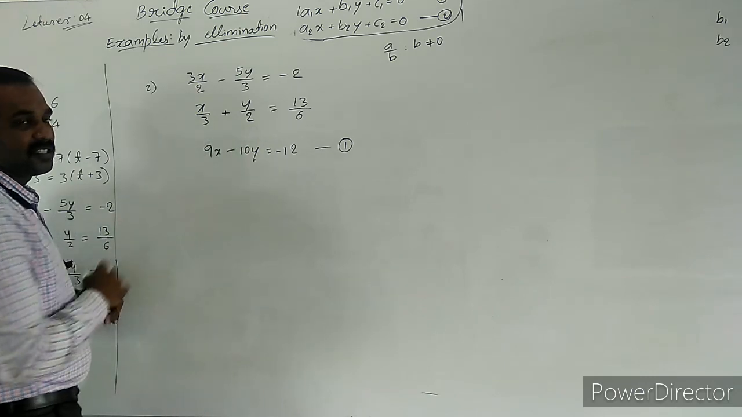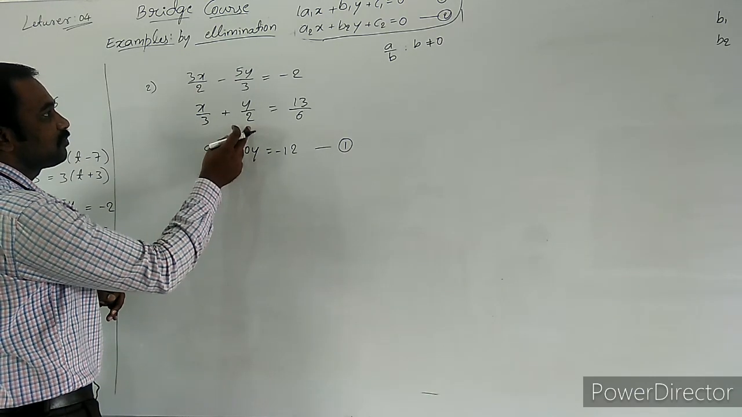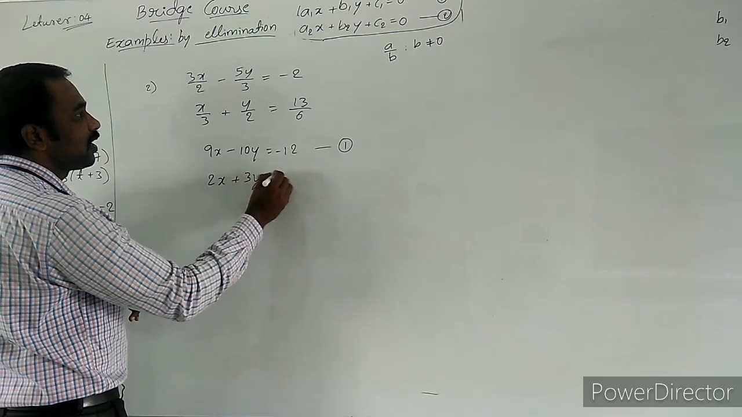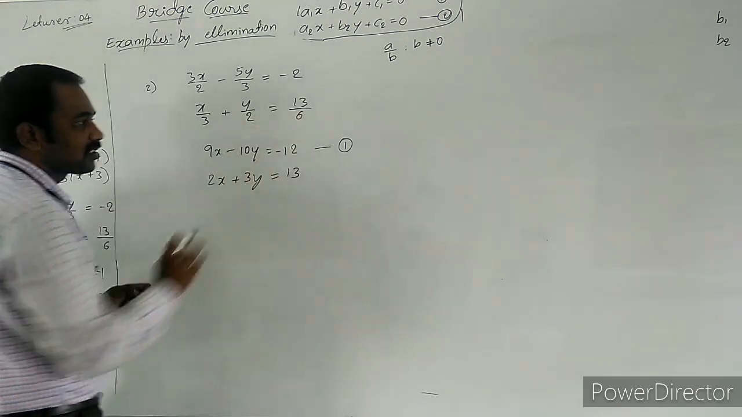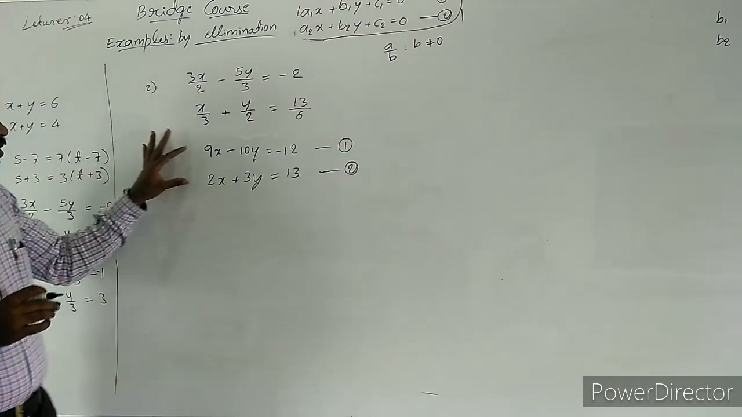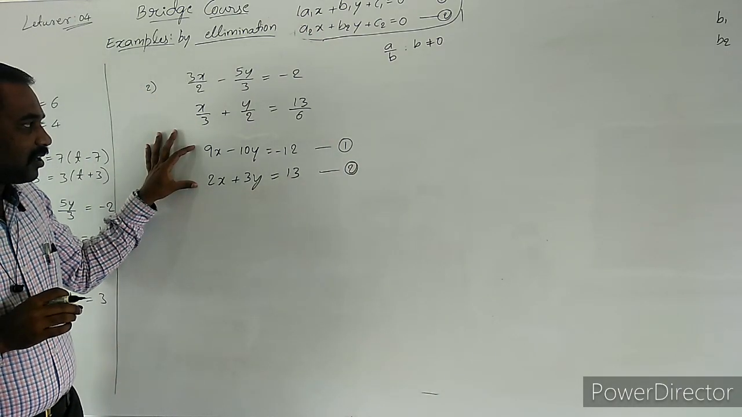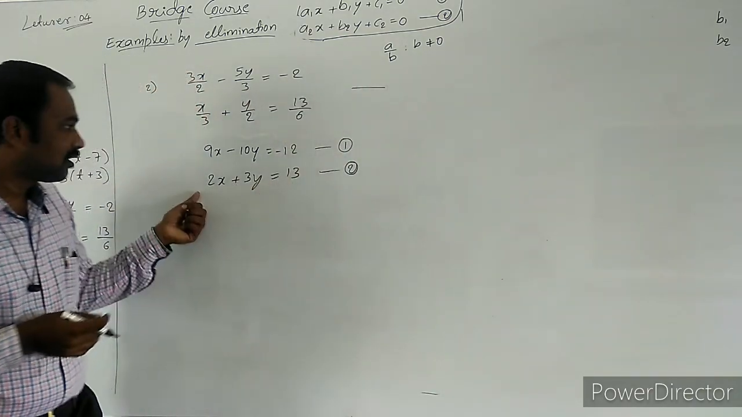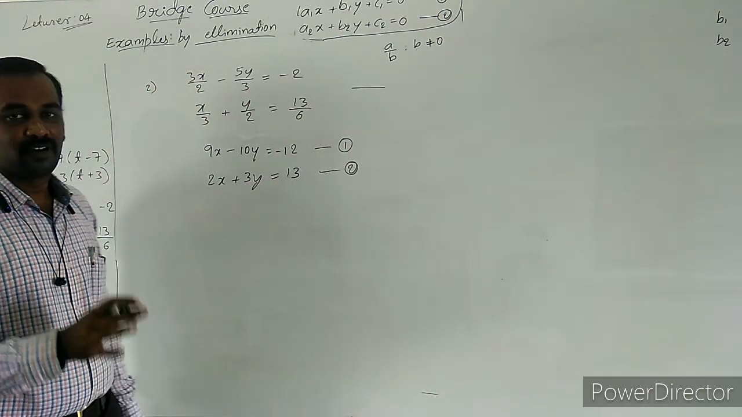Similarly, here also 6 is the LCM. Now what happens if you take 6 as the LCM? Here it is 2x plus 3y is equal to 13. 6 gets cancelled. Call this equation number 2. I just wrote it directly. If you have any confusion, just take one step: take the LCM and simplify. You get the answer. That much knowledge you have.